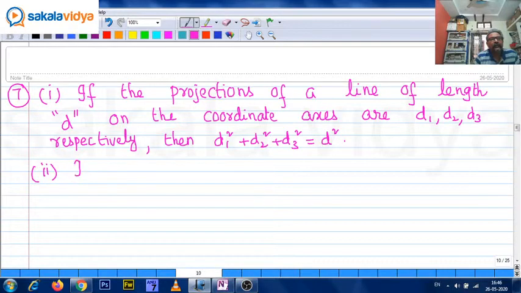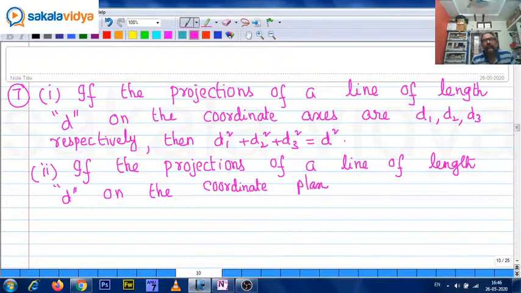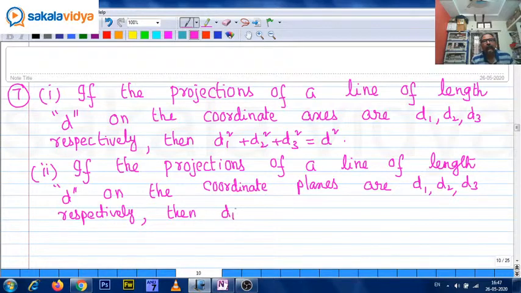Second concept, if the projections of a line of length d on the coordinate planes, that means xy plane, yz plane and zx plane, are d1, d2, d3 respectively, then d1 square plus d2 square plus d3 square equals 2d square.